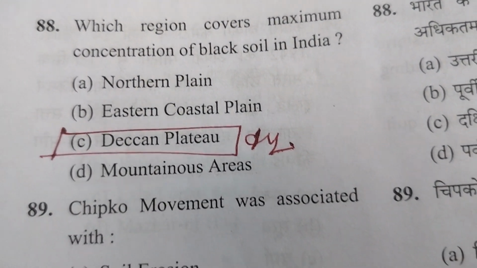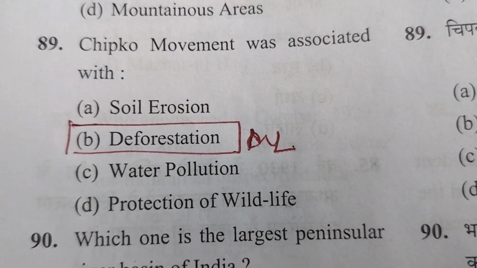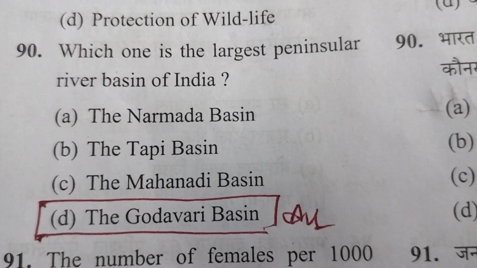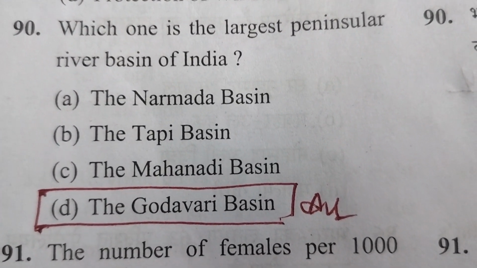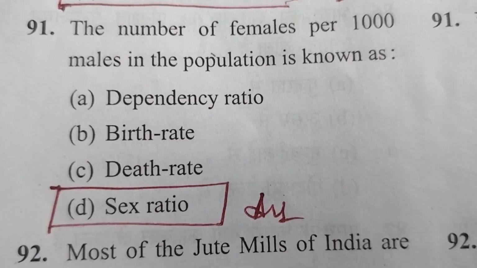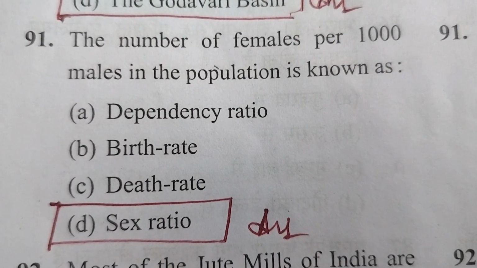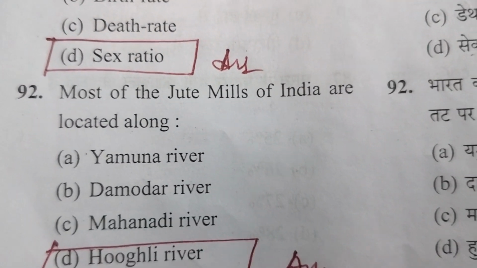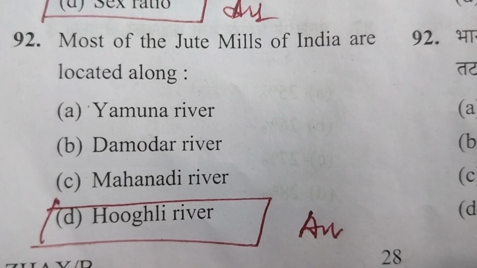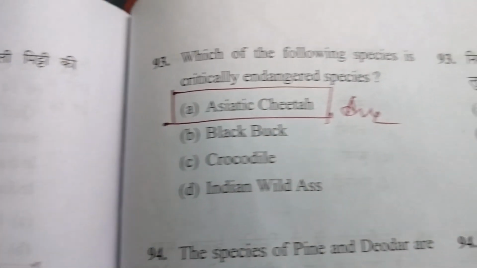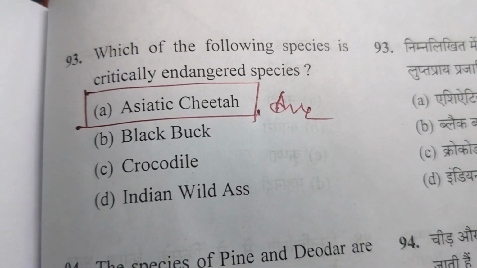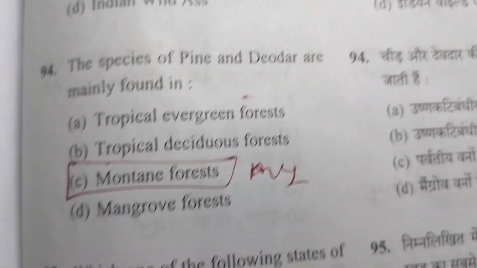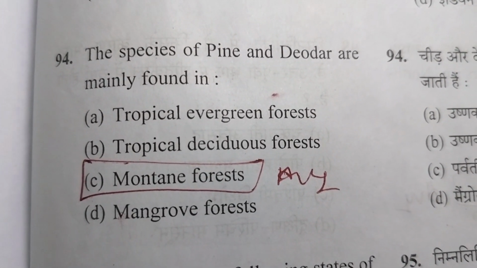88. Which region covers maximum concentration of black soil in India? C. Deccan Plateau. 89. Chipko movement was associated with B. Deforestation. 90. Which one is the largest peninsular river basin of India? D. The Godavari Basin. 91. The number of females per thousand males in the population is known as D. Sex ratio. 92. Most of the jute mills of India are located along the Hooghly River. 93. Which of the following species is critically endangered? Asiatic cheetah. 94. The species of pine and deodar are mainly found in montane forest.